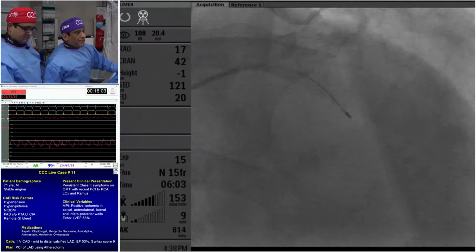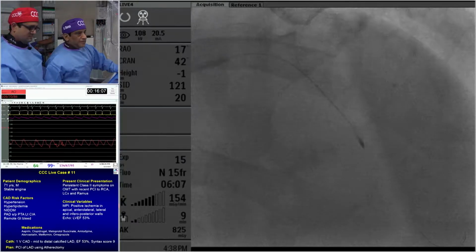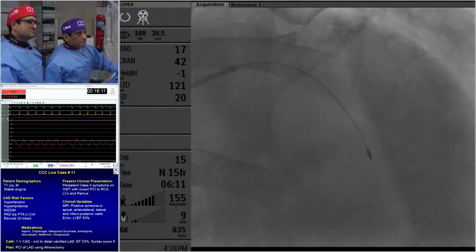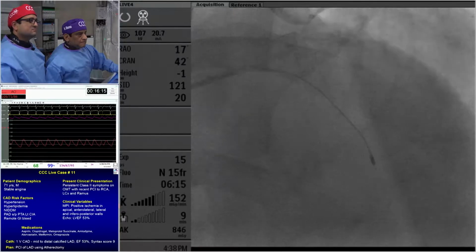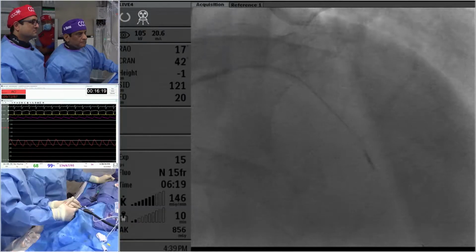So this is the mid segment. Now the question will be the distal. Absolutely. One of the concerns is in diabetics: do you just try to target the mid portion, stent that, and see how it heals and how they do symptomatically?